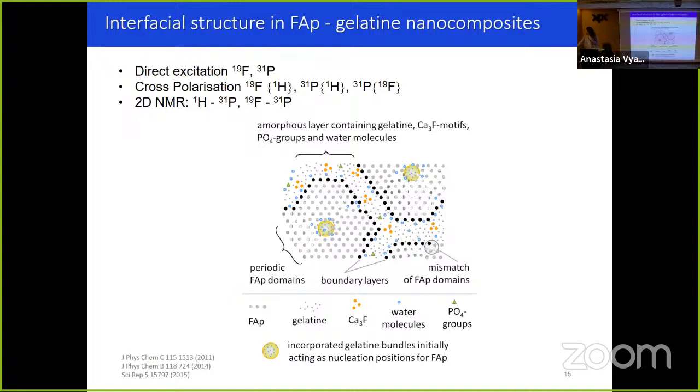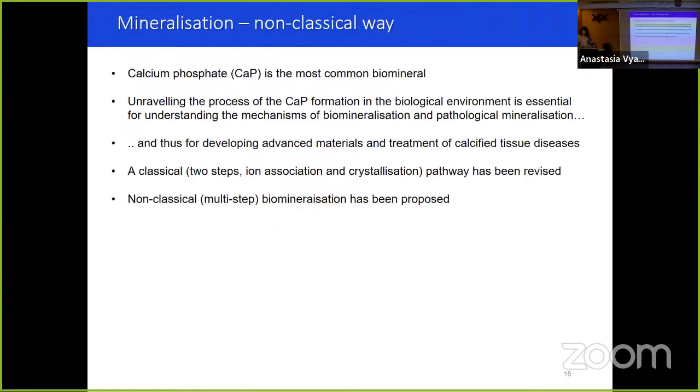And now we can apply this approach, we can apply our knowledge to the study of natural systems, which are more complex. We switch from modern synthetic nanocomposite to natural mineralized tissues. You know, the most common biominerals are calcium phosphates. They can be different.